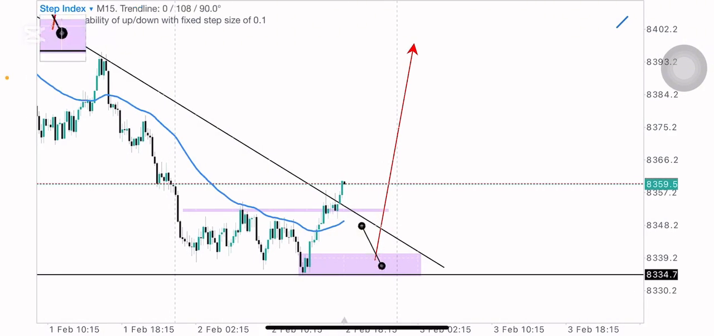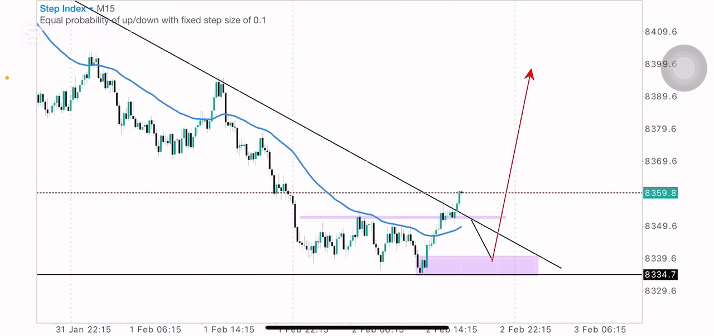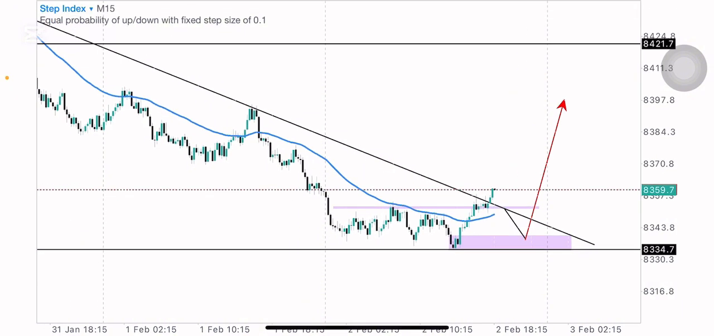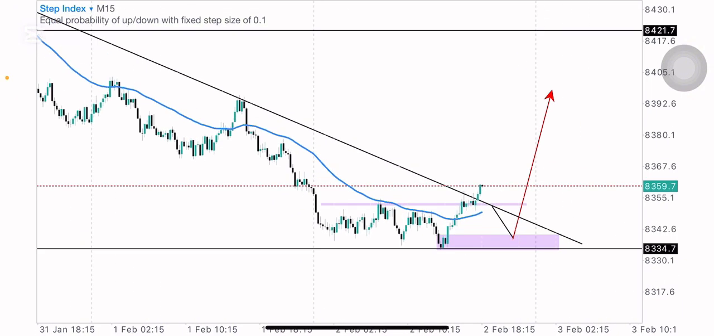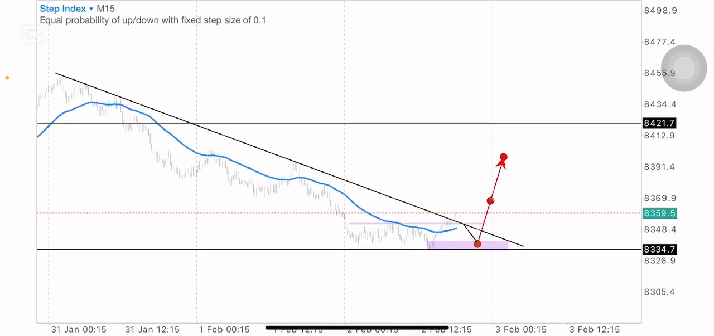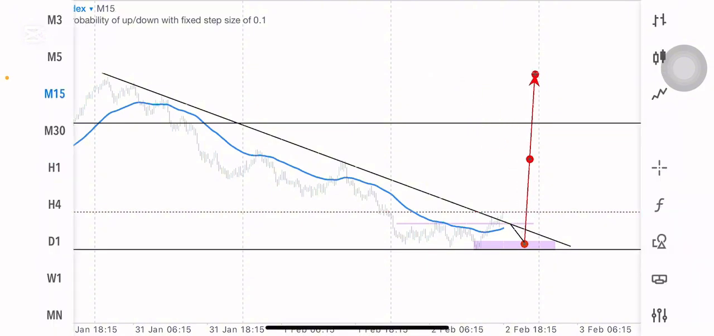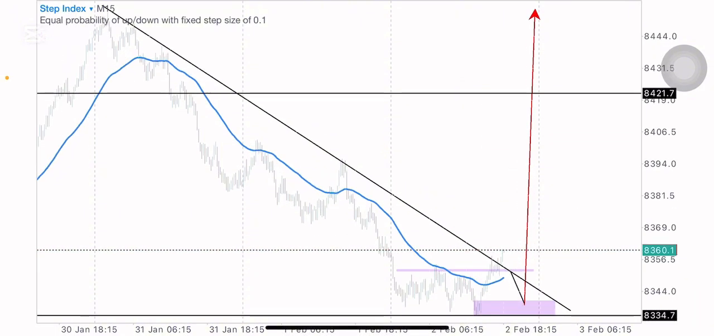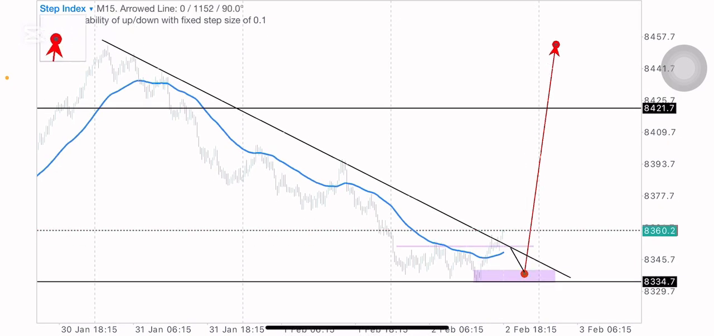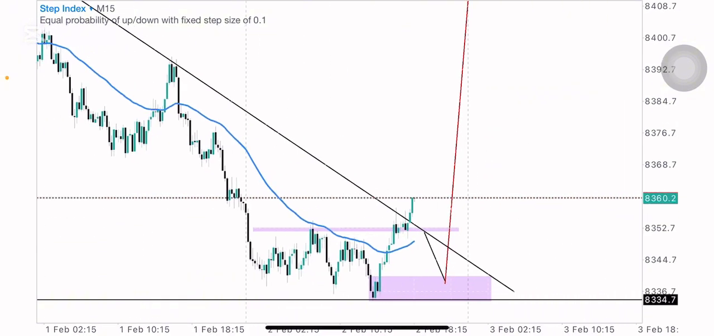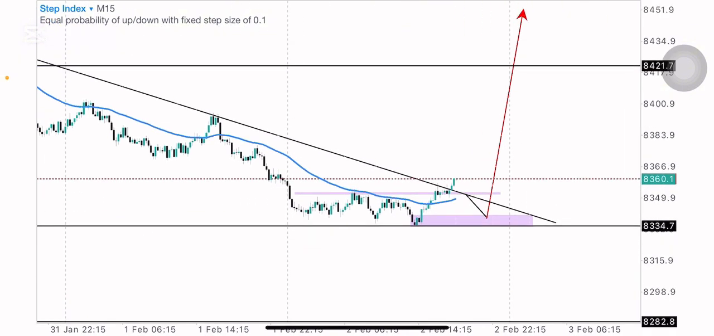So this is what we are looking for: price to come here, and we'll go long. This one is going to give you a very high risk reward ratio in the sense that we'll be targeting this high all the way here. So this is massive. If you're able to join this one on time, you're gonna cash out big time. So this is it. Step index, crazily bullish.